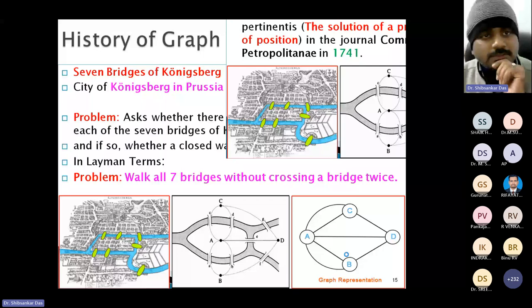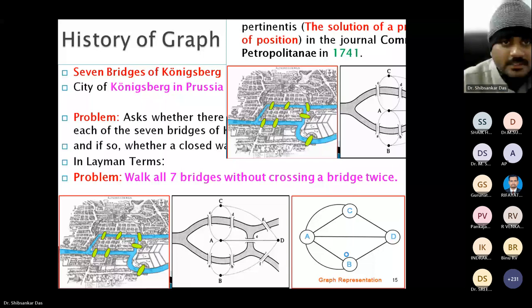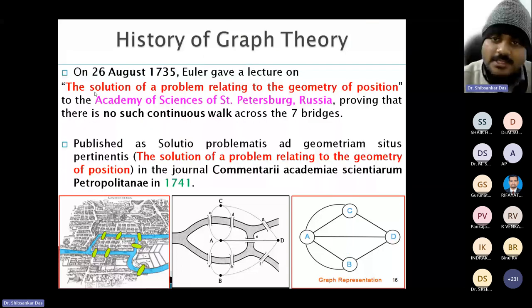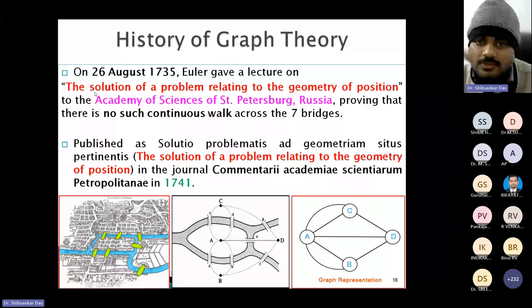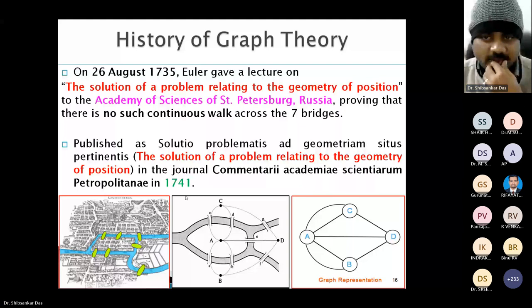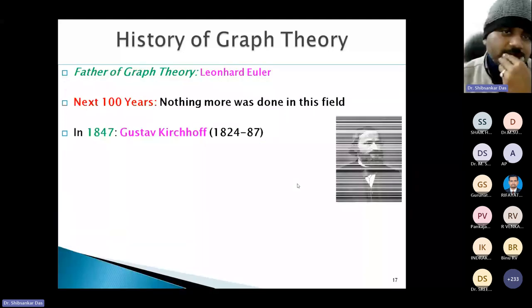On 26 August 1735, Euler gave a lecture at the Academy of Science, St. Petersburg, Russia, and stated that no such continuous walk across the seven bridges is possible. This result was published around 1741 in the journal. That is why Euler is called the father of graph theory.